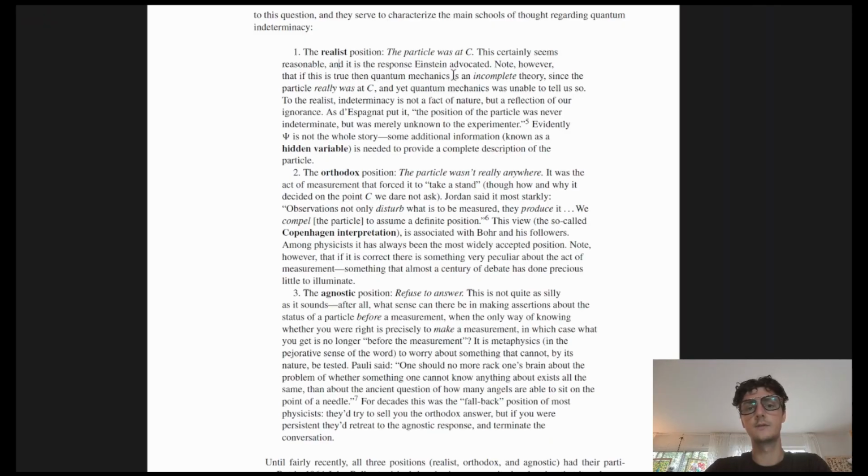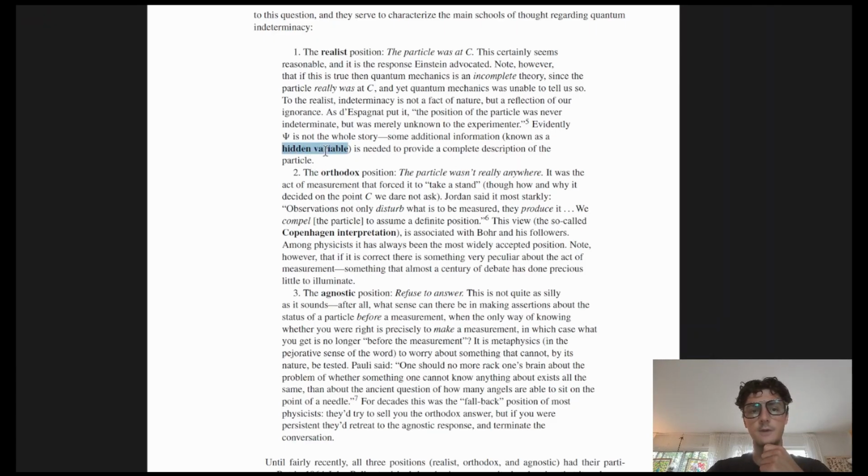It is the response Einstein advocated. Note, however, that if this is true, then quantum mechanics is an incomplete theory, since the particle really was at C, and yet quantum mechanics was unable to tell us so. To the realist, indeterminacy is not a fact of nature, but a reflection of our ignorance. As Pais put it, the position of the particle was never indeterminate, but was merely unknown to the experimenter. Evidently, psi is not the whole story. Some additional information, known as the hidden variable, is needed to provide a complete description of the particle.